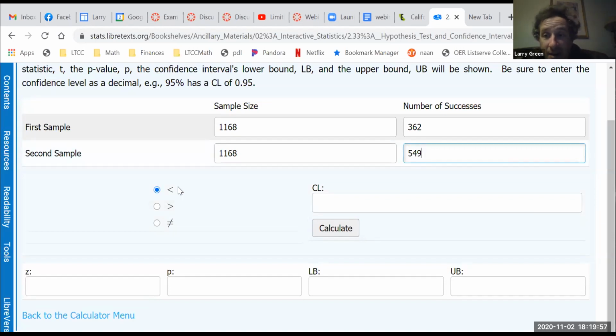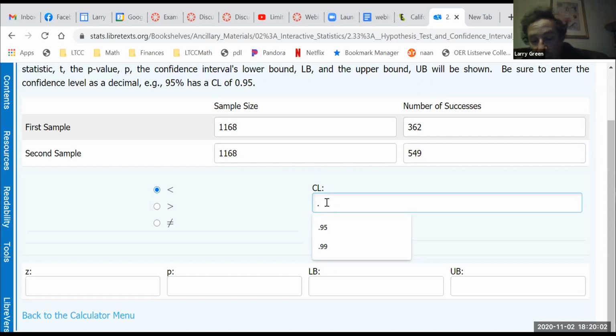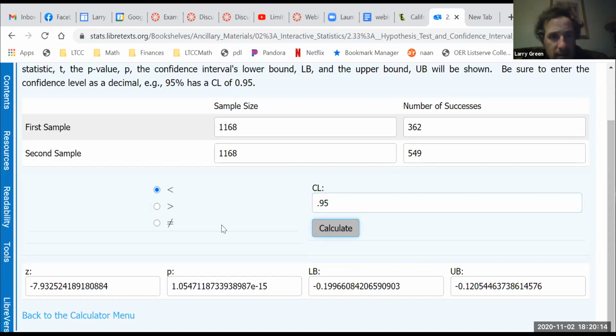And it was a less than. We already wrote that down. Confidence level, let's choose 0.95 because even though we're doing a hypothesis test, I can talk about the confidence level also. Then what we do is we hit calculate. And what do we get? Well, the test statistic is negative 7.932. I want to ask you, is the p-value about 1.0547?